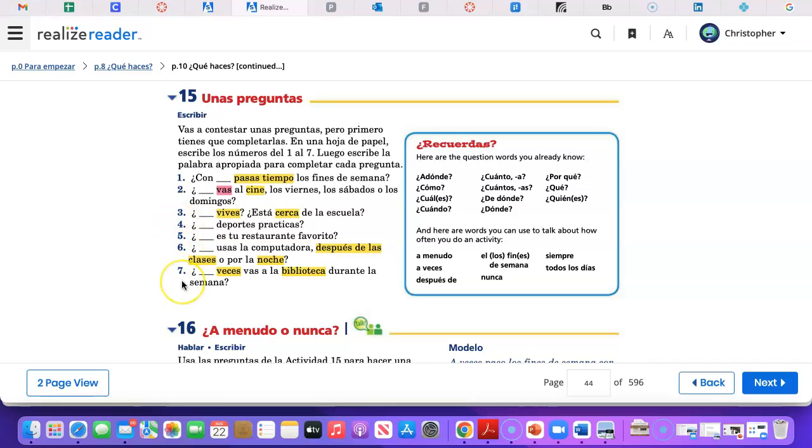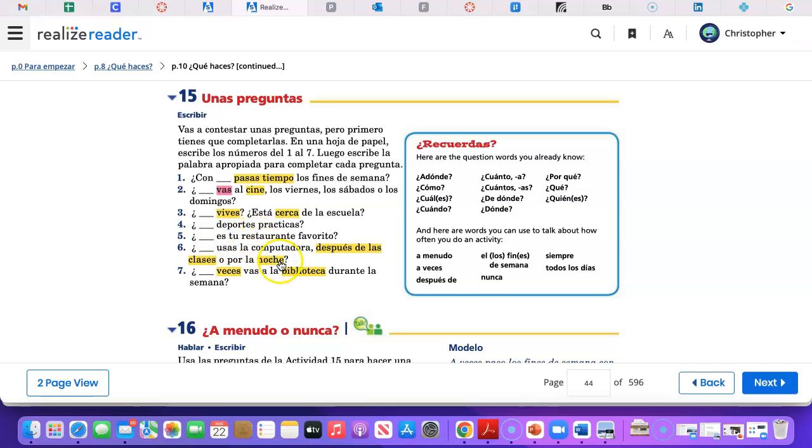All right, so we've knocked out 1 through 3. Numbers 4 through 7, I'm going to challenge you and see if you can do on your own. But number 4 is asking, what sports do you practice? What or which is your favorite restaurant? You could even debate and say, where is your favorite restaurant?